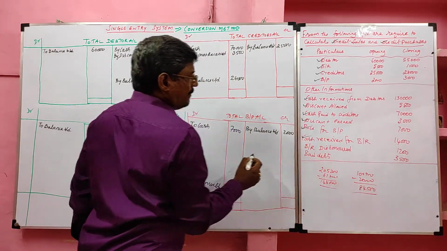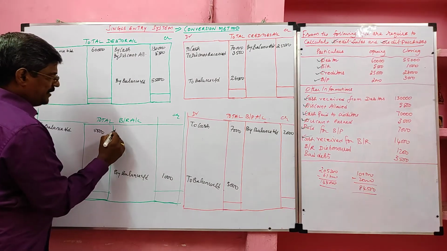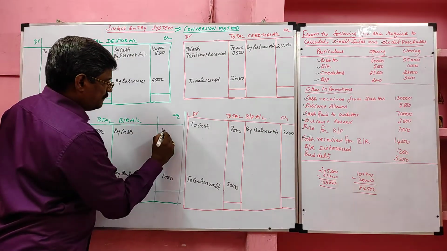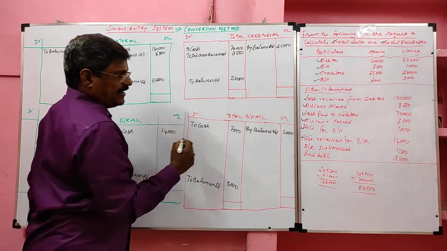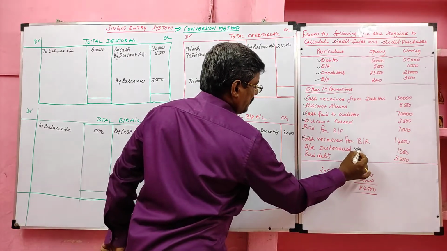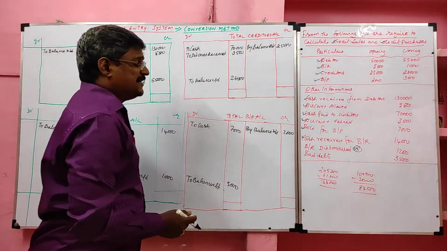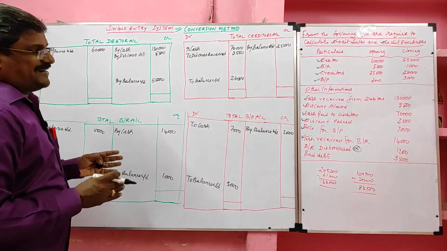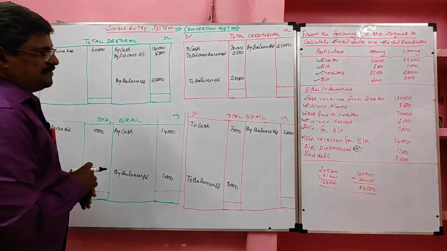Cash received for BR, so it will be credited to the BR account by cash. Cash received for BR, how much? 14,000. Next, BR dishonored, very important, because it will affect debtor account as well as BR account. BR dishonored will affect debtor account and bills receivable account.